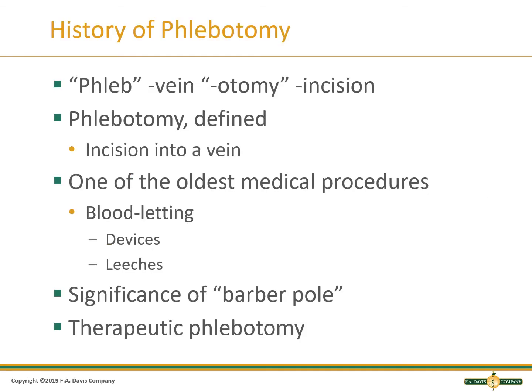We will start with the history of phlebotomy. The term comes from phleb, meaning vein, and otomy, meaning incision. Therefore, phlebotomy is defined as an incision into a vein. It is one of the oldest medical procedures. Originally, people used bloodletting as a medical procedure. It is actually thought that George Washington died from excessive bloodletting.